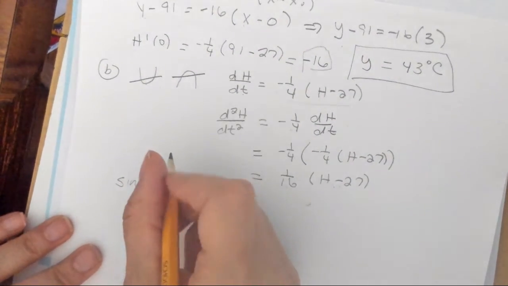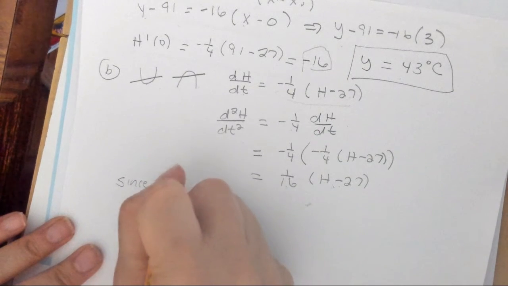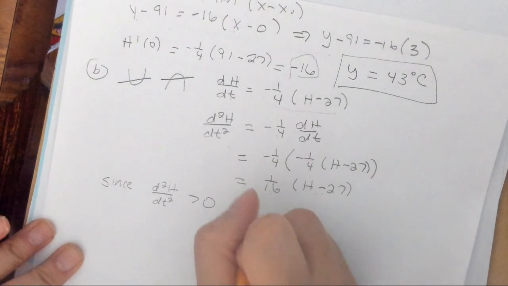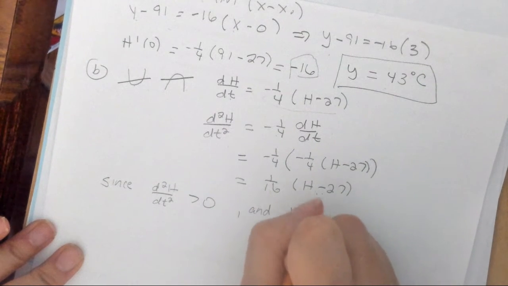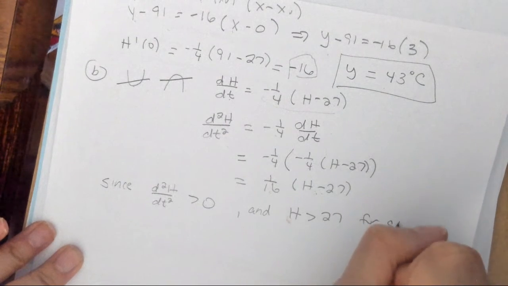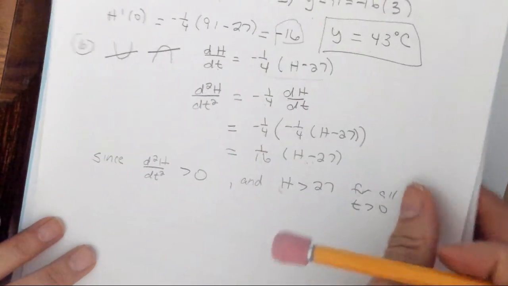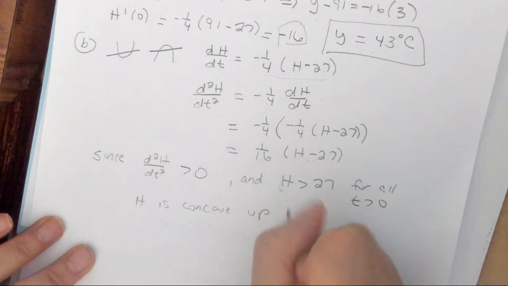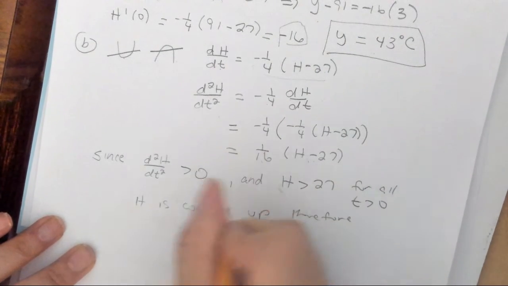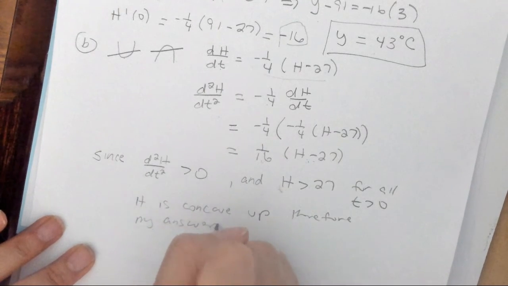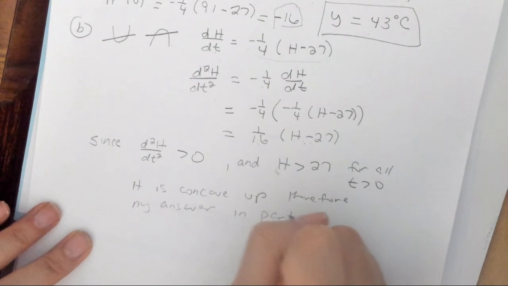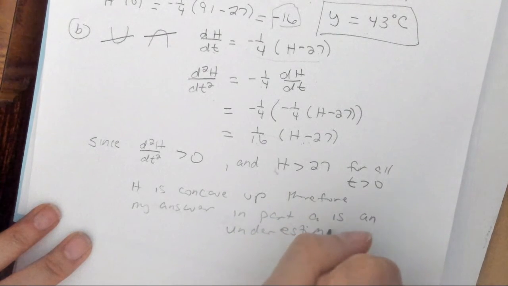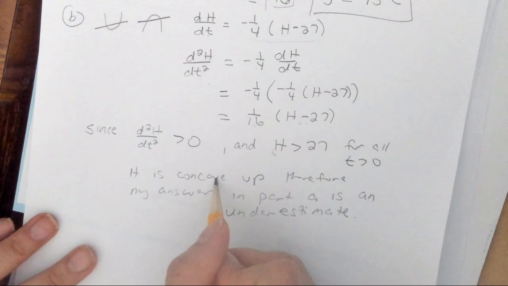And therefore, let's write our explanation. Since the second derivative is positive, meaning it's greater than 0, and h is greater than 27 for all t greater than 0, h is concave up, therefore my answer in part A is an underestimate. Right? We said if it's concave up, it's an underestimate.